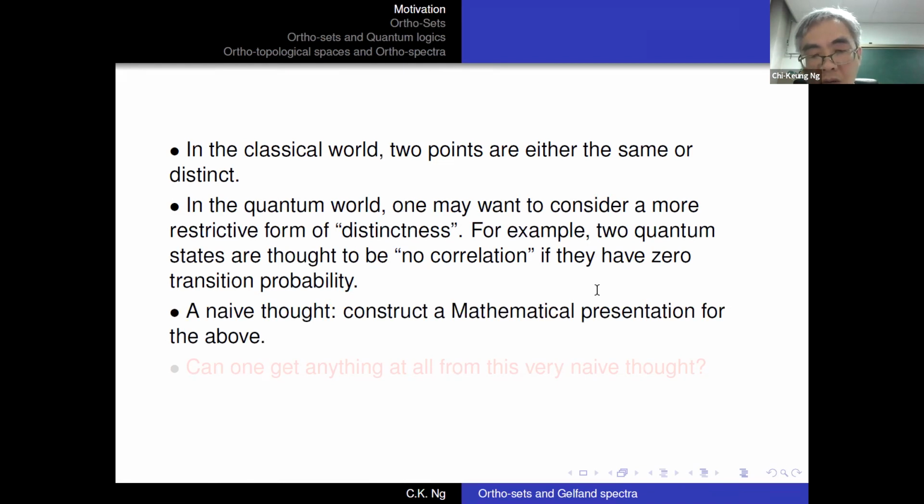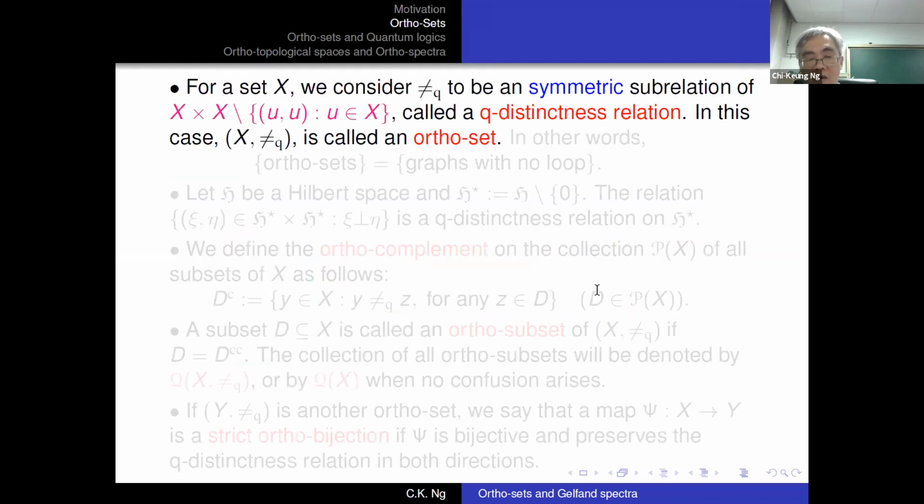A naive thought is to construct a mathematical presentation for this. And of course, this is very naive. Can we really get something interesting from it? This is the question. But let me start and tell you what we find from this. As I said, this is the concept of an ortho set.